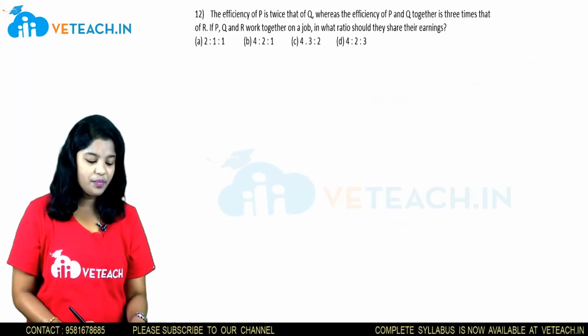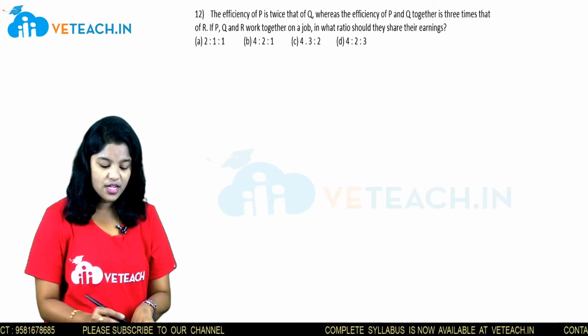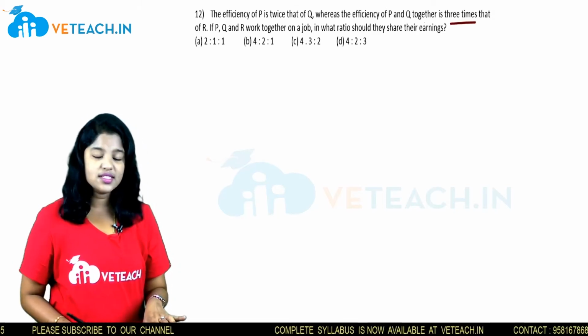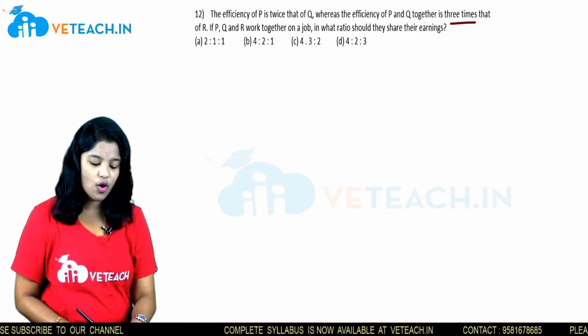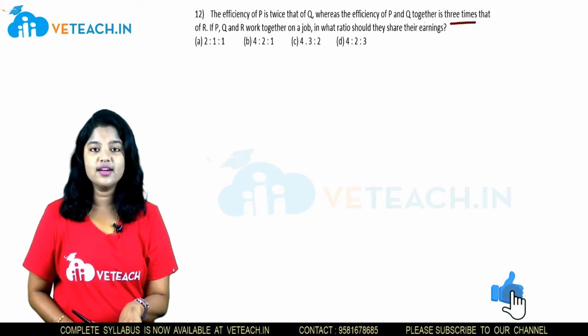See the next question. The efficiency of P is twice that of Q, whereas the efficiency of P and Q together is thrice that of R. If P, Q, R work together on a job, in what ratio should they share their earnings?